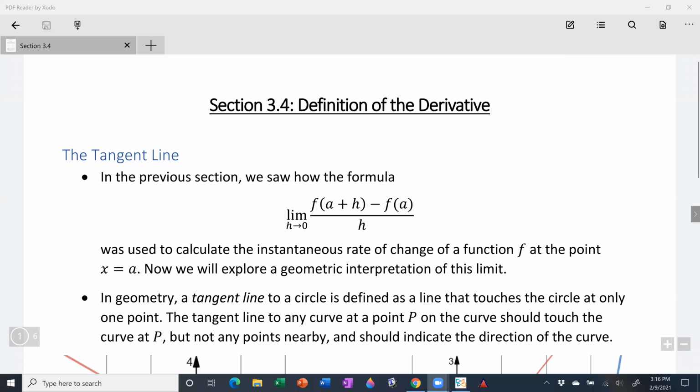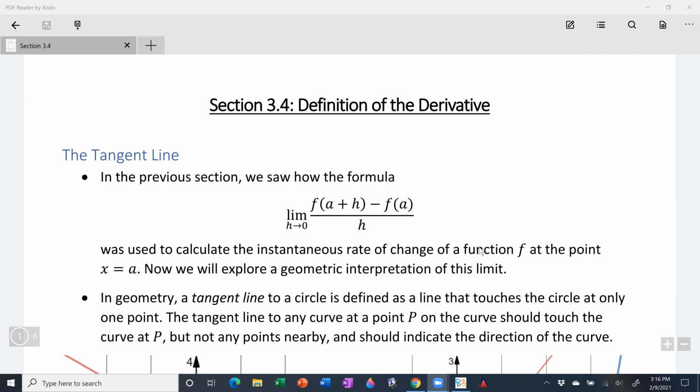Hey there, so I'm very excited about today's video, like usual, because we're moving into section 3.4 where we look at the definition of the derivative. So let's get started. Okay, section 3.4, the definition of the derivative.